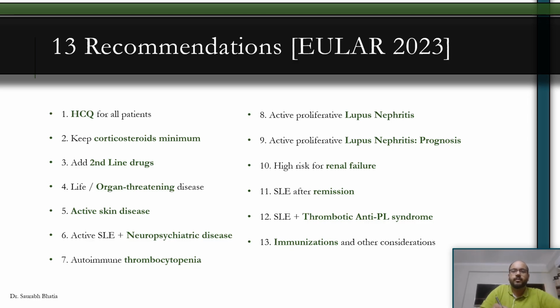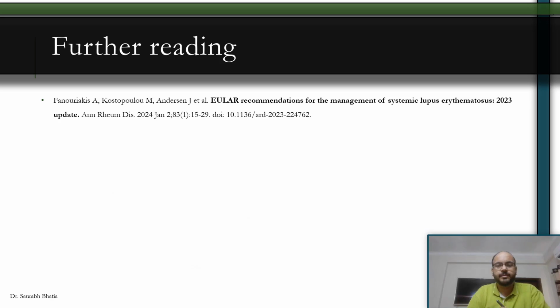Okay, let's move forward. So this is the URL for the EULAR guidelines. I'll put the URL in the description. You can copy paste it and look at the EULAR guidelines 23 and read it in detail.